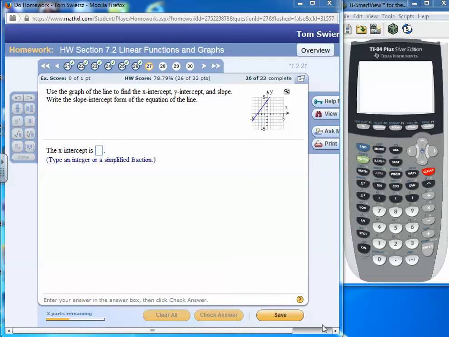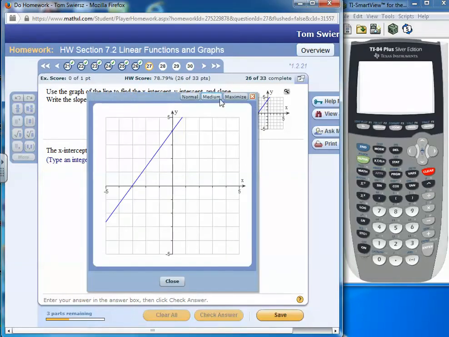Let's begin with homework exercise number 27 from section 7.2. Use the graph of the line to find the x-intercept, y-intercept, and slope. Then write the slope-intercept form of the equation of the line. Okay, so let's go ahead and click on the magnifying glass to enlarge it so we can easily see it.